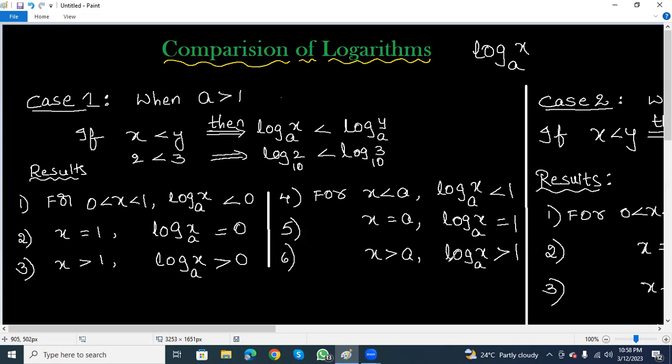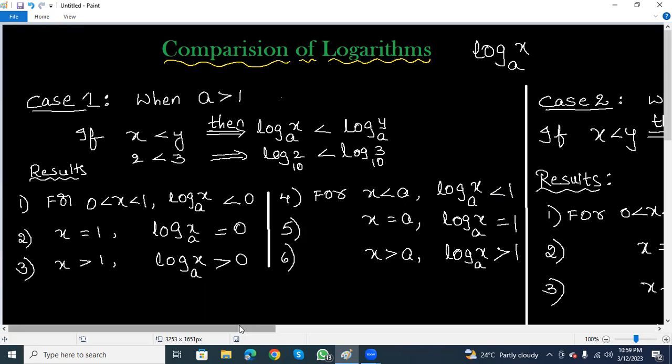Did you observe one thing? When x values are compared with 1, the log x results are zeros. When x values are compared with the base a, the log x results are 1. If x is compared with 1, the results are 0. If x is compared with a, the results are 1. That's it. Same symbol: less than means less than, greater than means greater than. So this is very simple, I think.